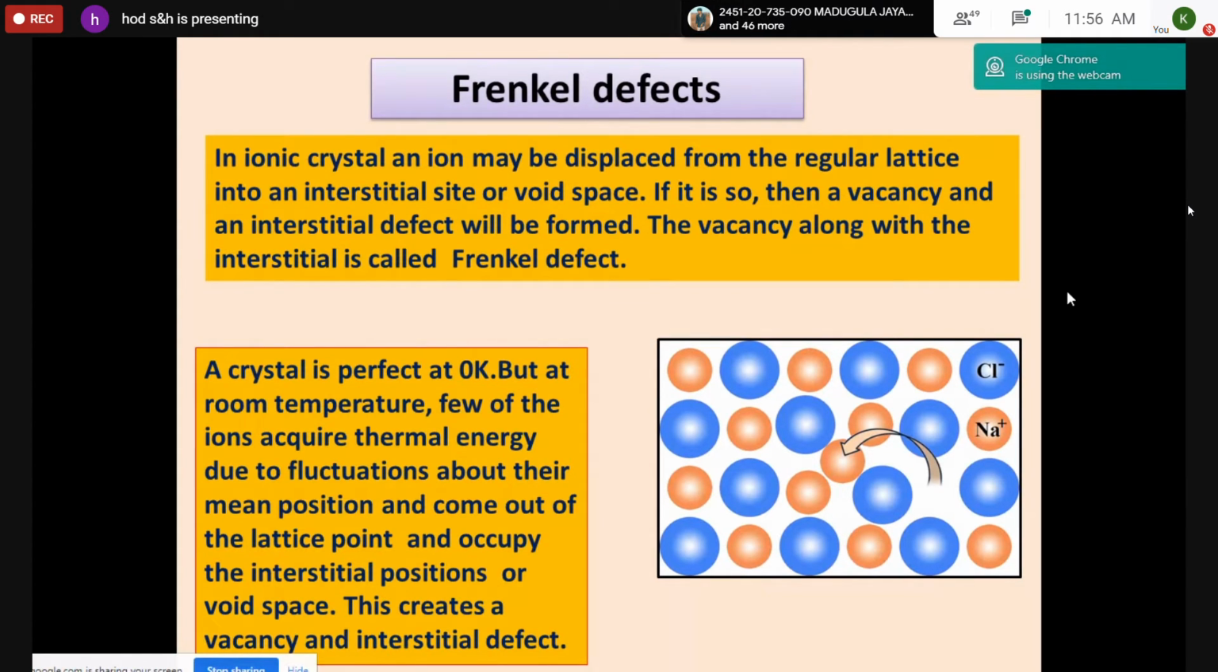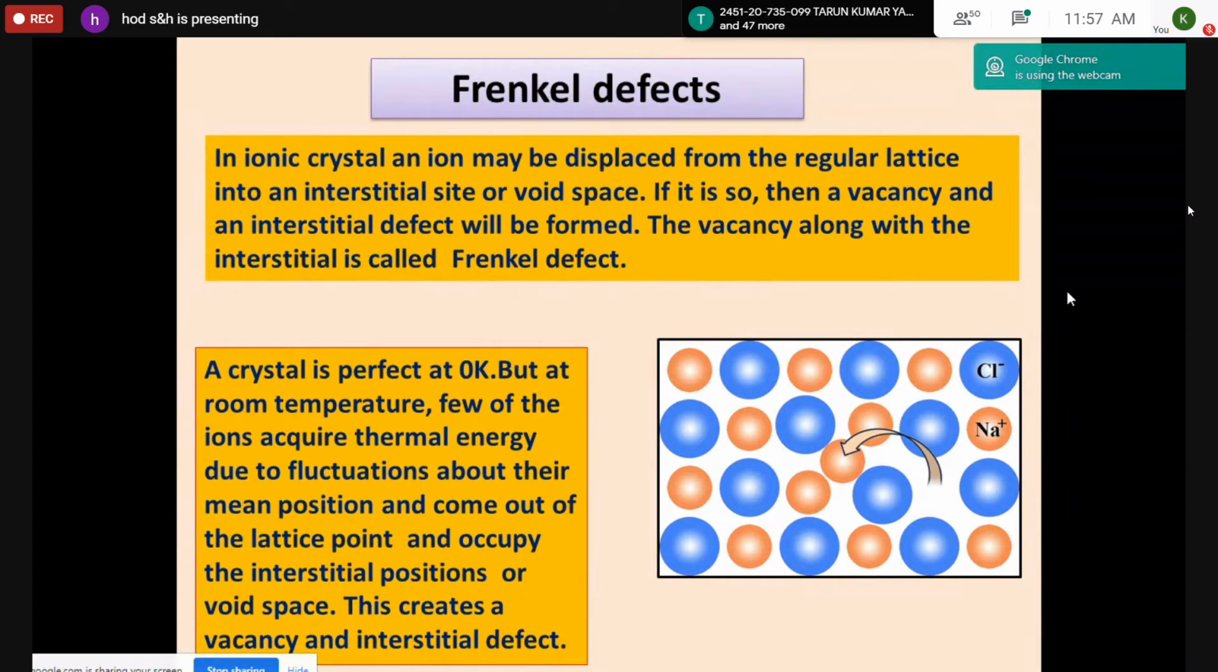So in the point defects, the second category is interstitials. That means an atom in its regular position is missing and it is occupying a void space between two atomic regions, an irregular atomic site, which is called an interstitial. If an ionic pair is missing from its regular position and present somewhere else, then it is called a Frenkel defect. So in an ionic crystal, an ion may be displaced from the regular lattice into the interstitial site or void space.